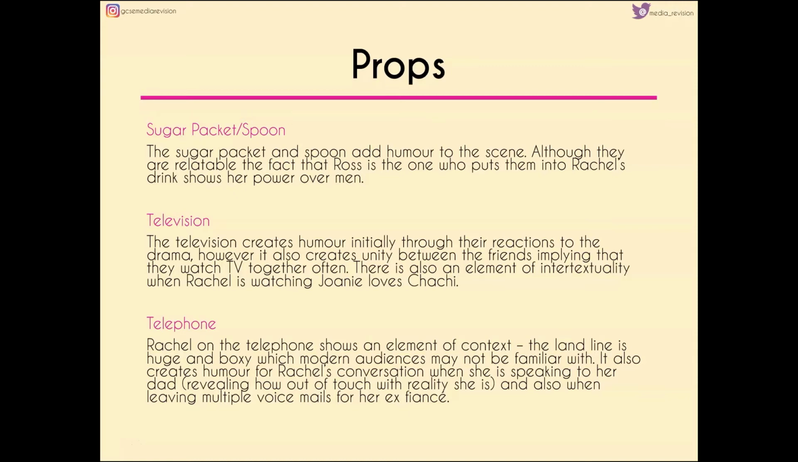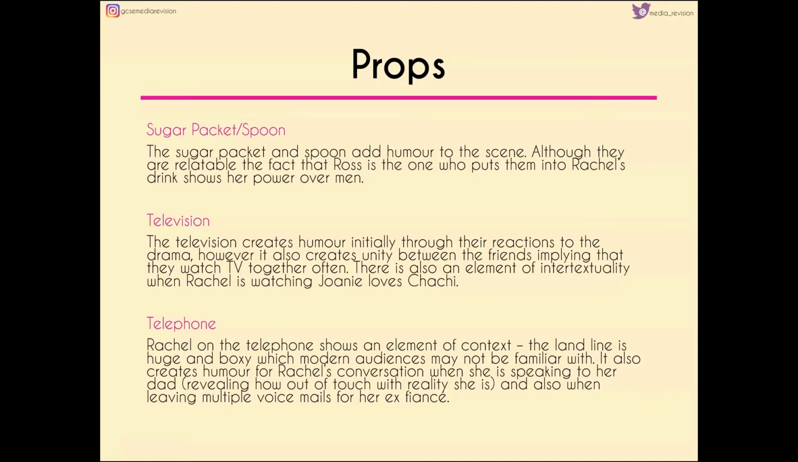Thinking back to when we first go into Monica's apartment, Rachel on the telephone is hilarious. It adds an element of context, first of all, because the landline telephone is huge. It's boxy. It's what my generation would lovingly refer to as a brick. Modern audiences might not be familiar with that because we are in a time now where we've got small, stylish mobile phones for a start, but also cordless phones in our house as well.